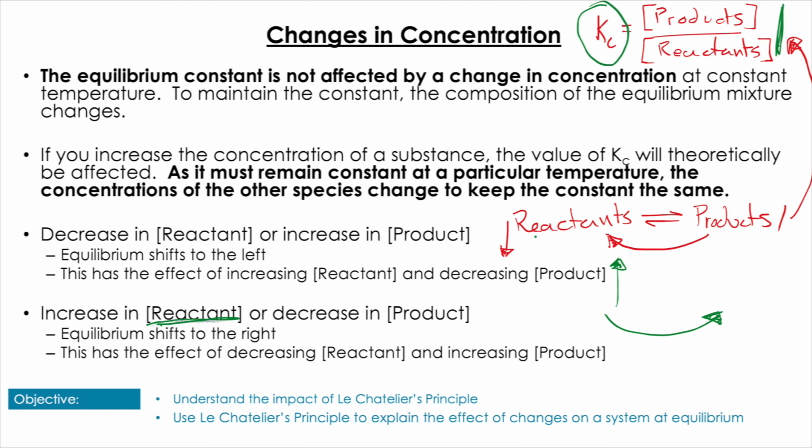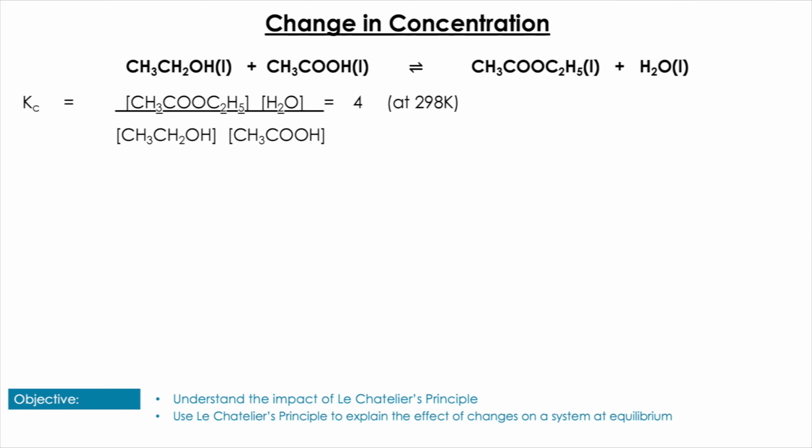So Le Chatelier's principle is staying true because the value of Kc must remain the same, and so therefore the concentration shifts in order to keep the proportions the same. So let's have a little look at an example. I'm just going to choose some random numbers for this so we can plug them in.